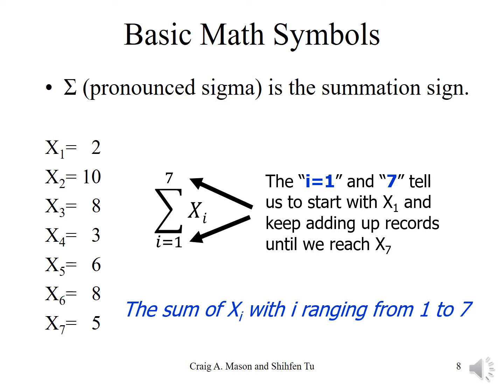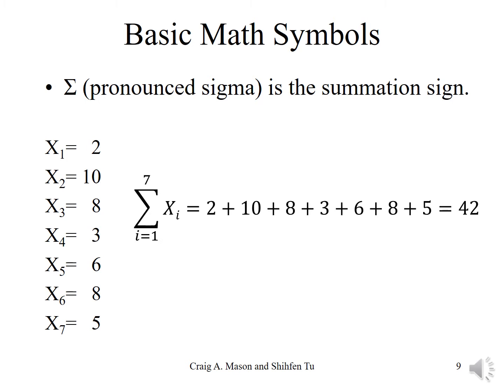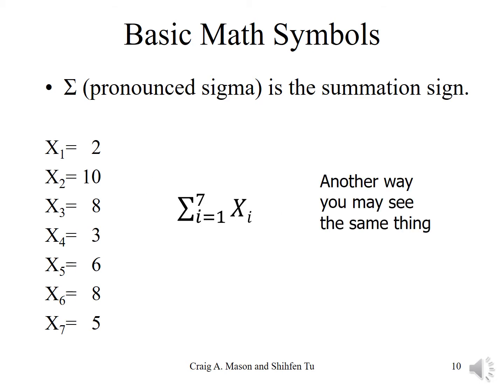Let's actually solve this to see what we get. Here we've written it all out and see that the sum of X sub I when I ranges from 1 to 7 is equal to 2 plus 10 plus 8 plus 3 plus 6 plus 8 plus 5, or 42. Okay, pretty straightforward, right?